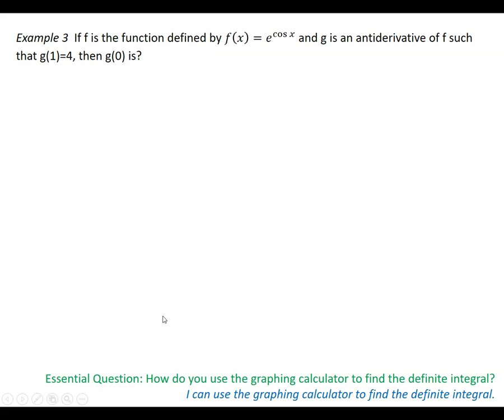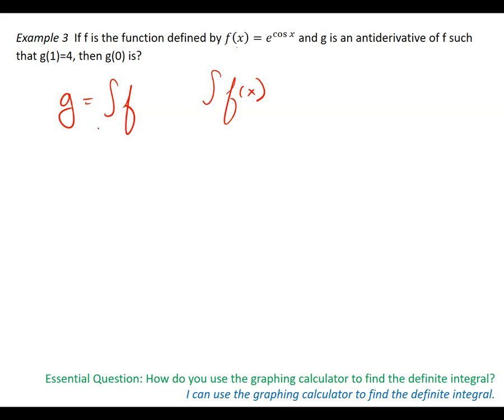So this is the only one, these two problems have a little bit of work we actually have to write down. Of course the other one's just pretty much typing it in. So if f is the function defined by e to the cosine x, and g is the antiderivative such that g of 1 equals 4, then they want us to find g of 0. Okay, so what we know is that g is the integral of f, right? Because I said it was its antiderivative. So I need to integrate f. So I'm integrating my f function, but I have a definite integral going on. And this is a little bit crazy.